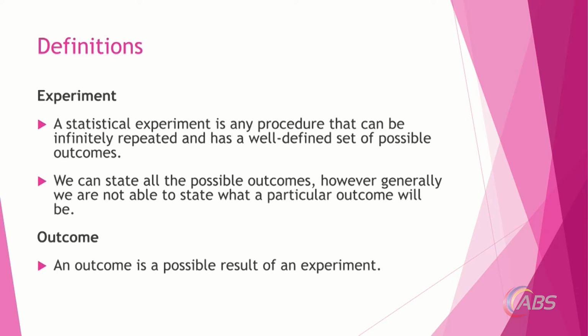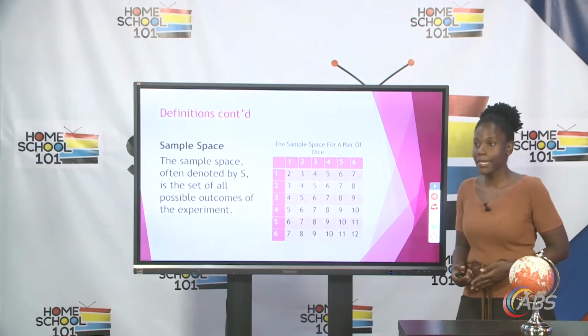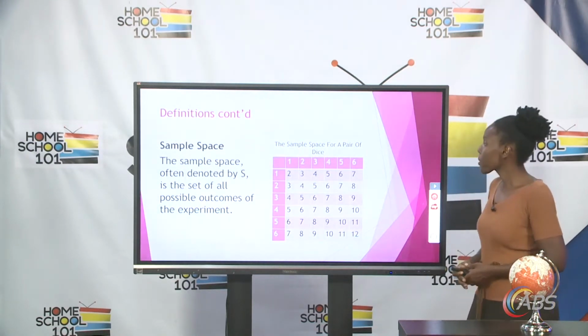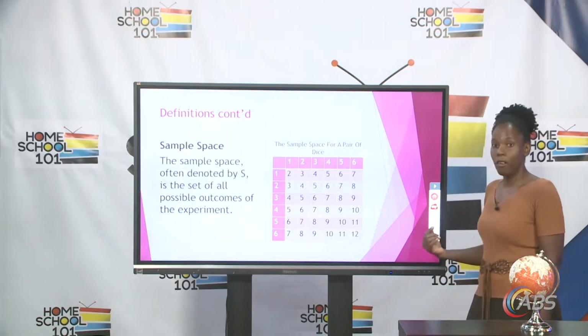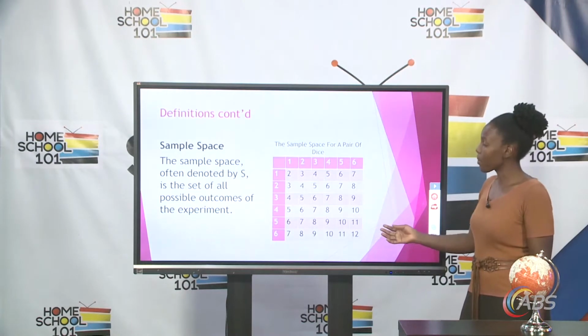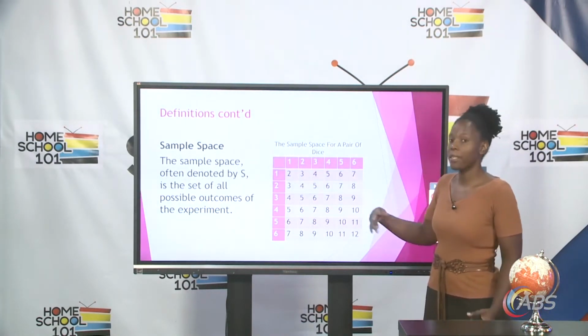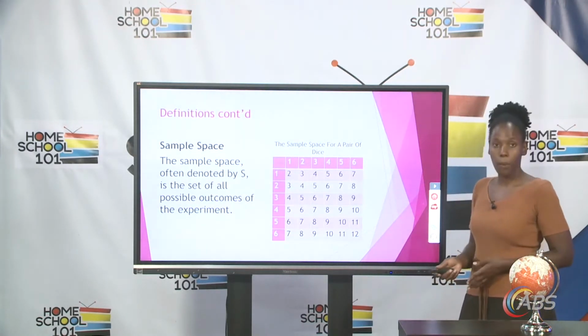An outcome is a possible result of an experiment. The other definition we will look at is the sample space. The sample space, denoted by S, is the set of all the possible outcomes of an experiment. If we look here, we would see the sample space for a pair of dice. These are all the possible outcomes, and the terms here represent the sum of the terms on both dice.